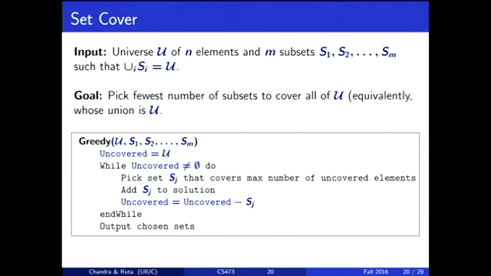Initially, uncovered is everything, right? We didn't cover anything. So while there are still things that are uncovered, pick the set that covers the most number of uncovered elements. Add it to your collection, and keep doing it. You have to make sure that you remove all the elements that are covered by the new set, and update uncovered. Very simple algorithm, right? This is a very natural algorithm, occurs in many situations, so it's good to understand what it does, okay?